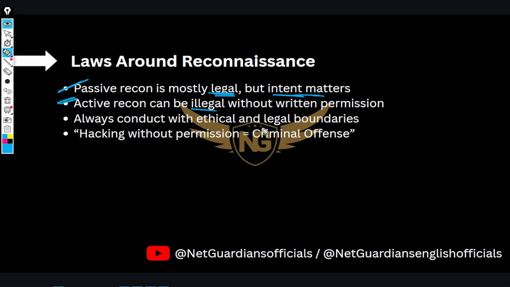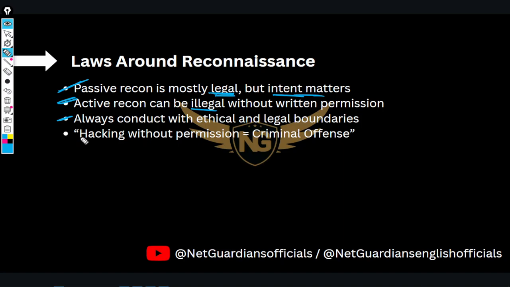To perform active recon, you must have legal permission in written format, on paper, from an authorized person. Third point: always conduct recon within ethical and legal boundaries. Don't cross the boundaries. As an ethical hacker, you have your own rules, your own boundaries which you must not cross throughout your hacking journey, your journey as a cybersecurity expert.